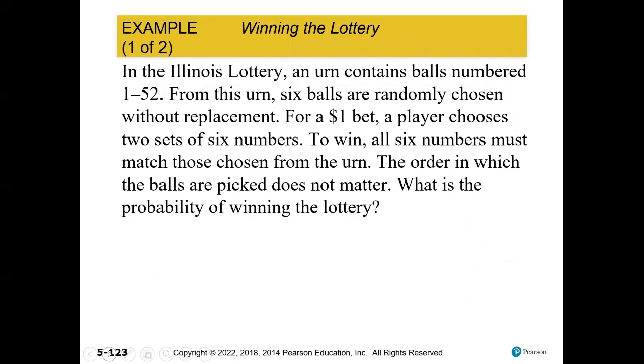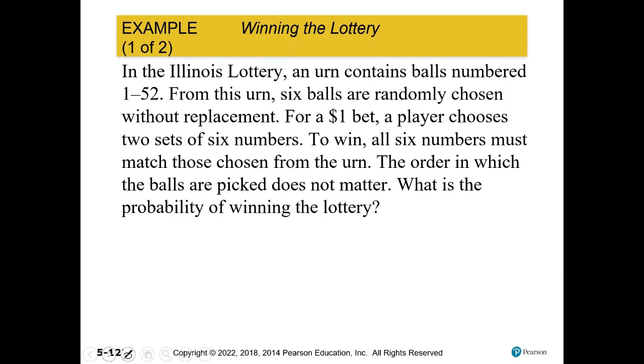In the Illinois lottery, an urn contains balls numbered 1 to 52. From this urn, 6 balls are randomly chosen without replacement. For a $1 bet, a player gets to choose 2 sets of 6 numbers. To win, all 6 numbers must match those chosen from the urn, but the order in which the balls are picked does not matter. So it doesn't matter what order they come in, you just have to have all 6 of them.